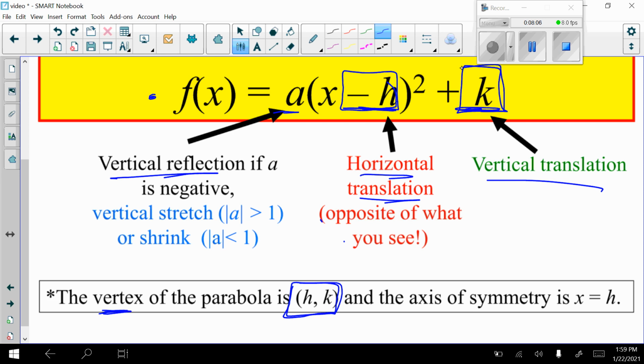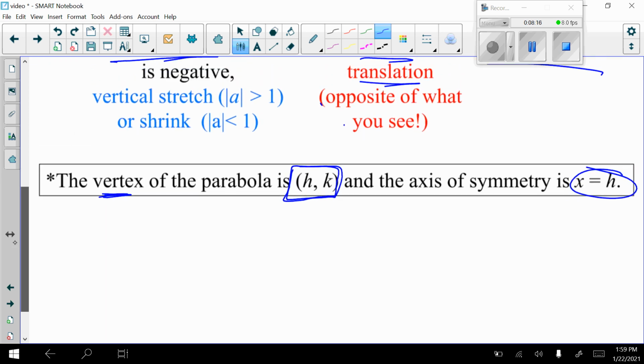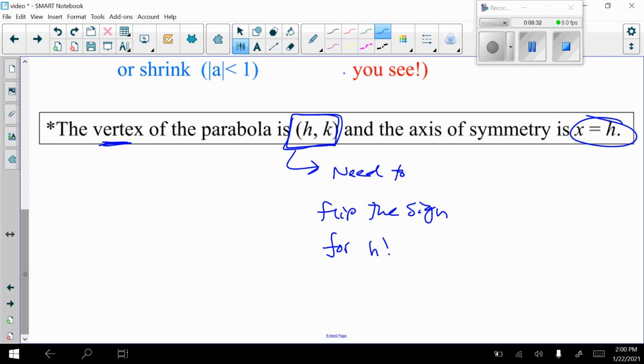All right. Similarly, the axis of symmetry, meaning the line that cuts the parabola in half, is just h. The one big thing that we need to think about, the one weird thing that might trip us up, is that when we go to find the vertex and we look at h, we need to flip the sign for h.